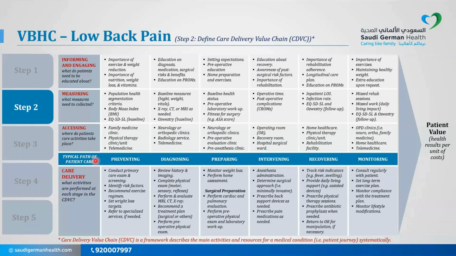These four questions include: what do patients need to be educated about, which is the engagement of the patient in our process? Then, what will we measure? And the access point: where does the patient care activity take place? And finally, the care delivery: what activities are performed at each stage during the delivery value chain?